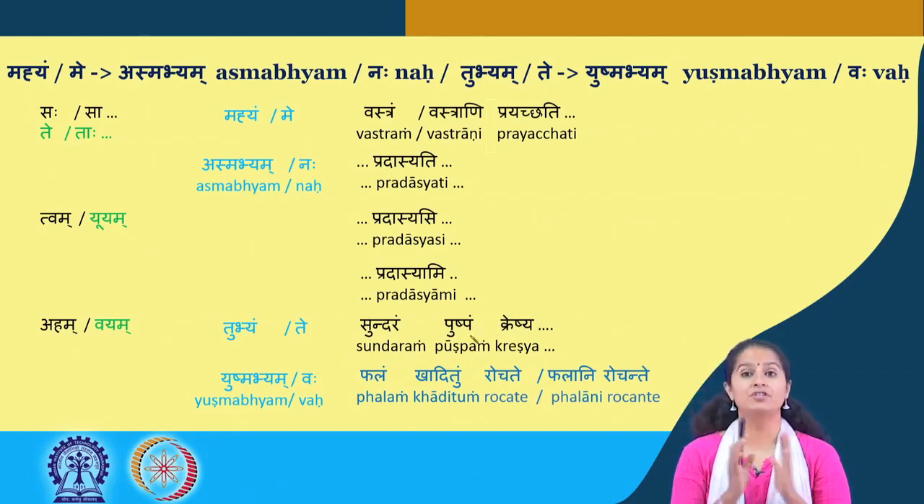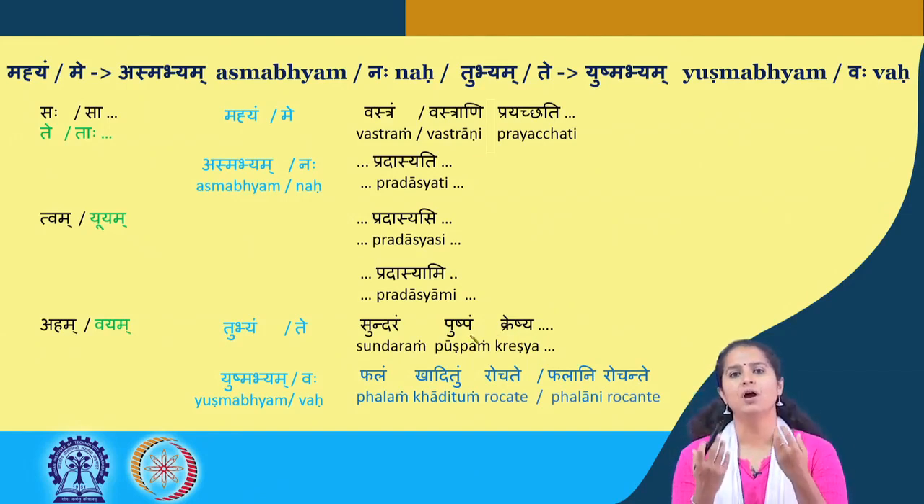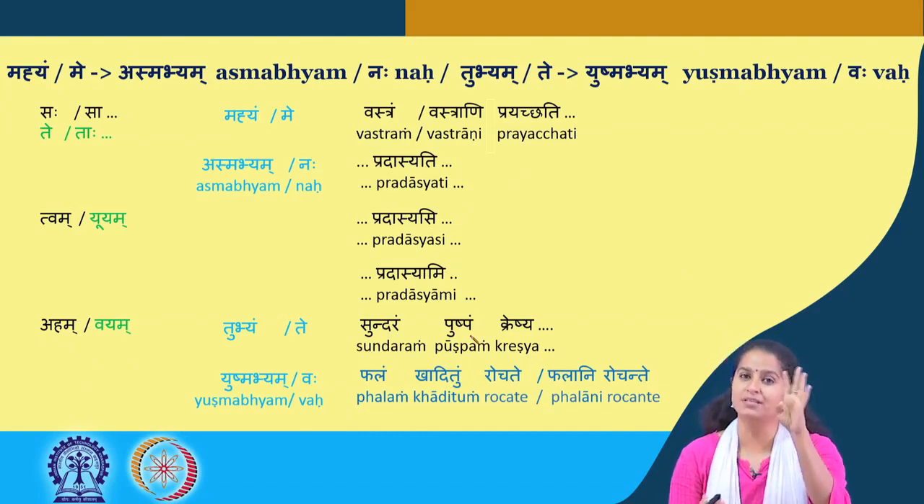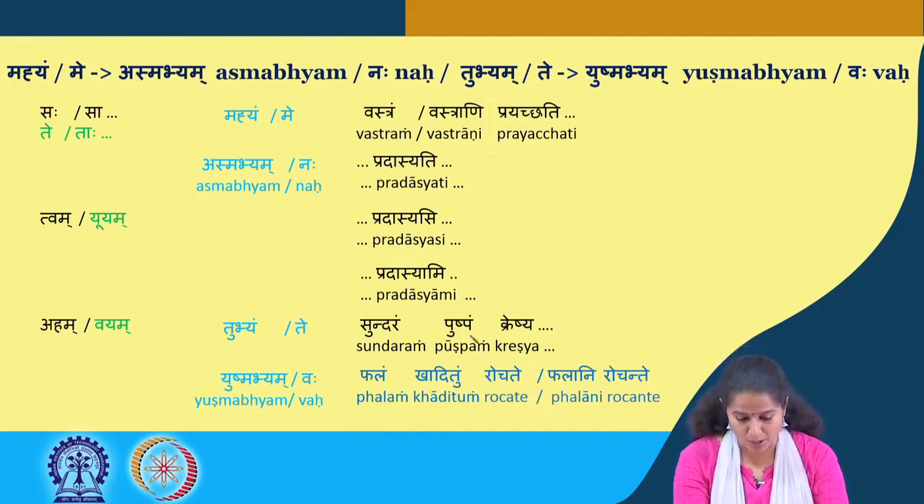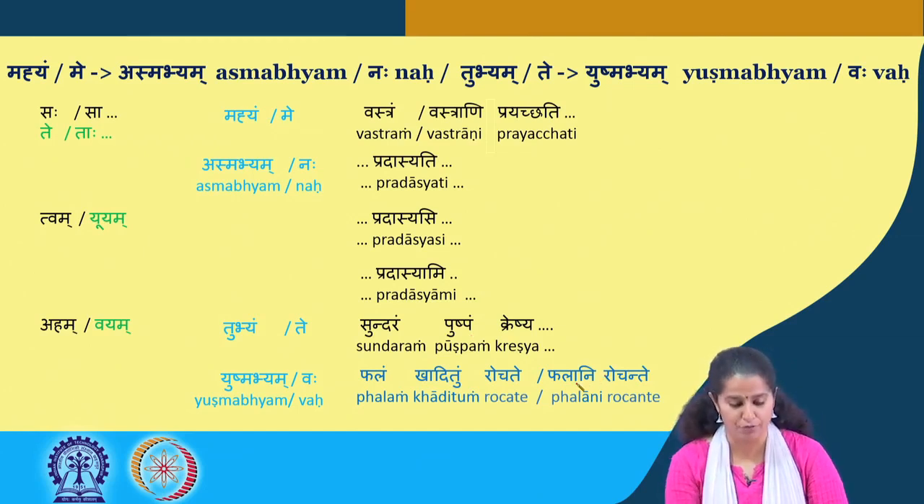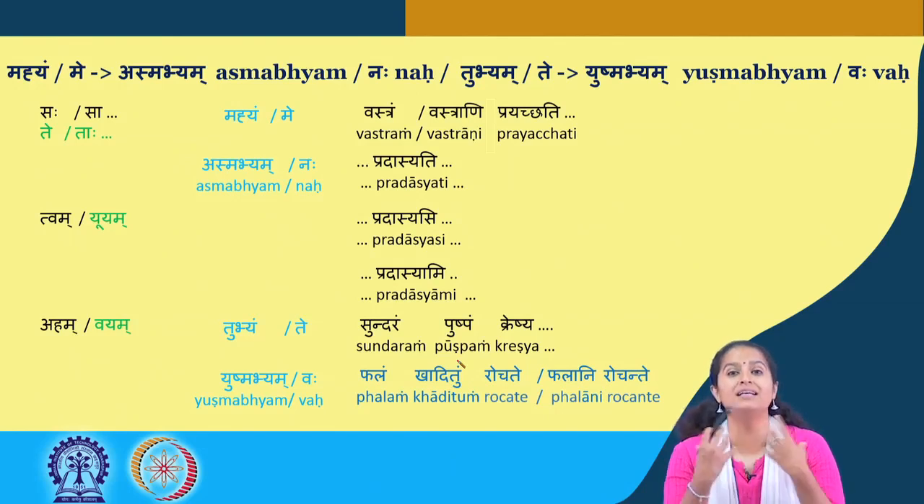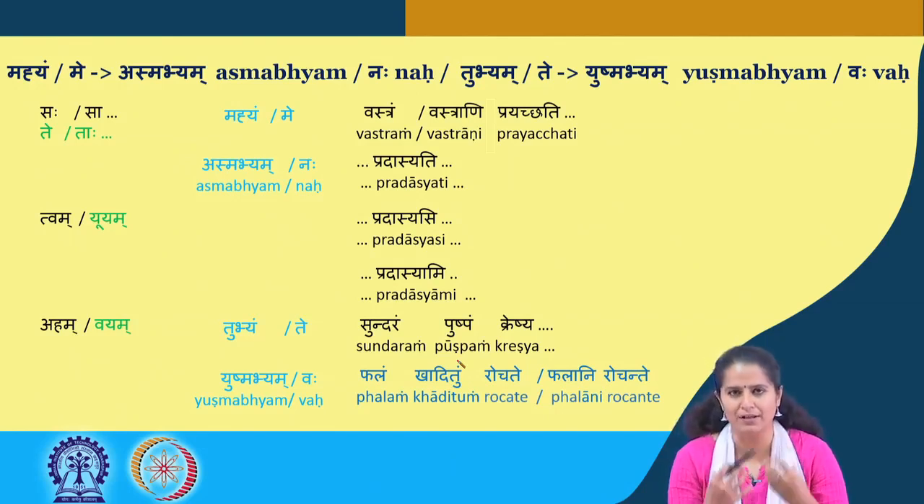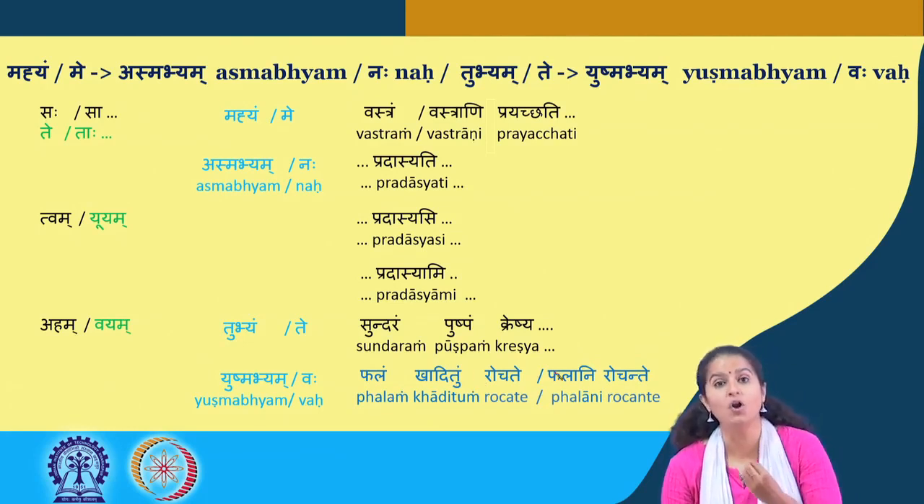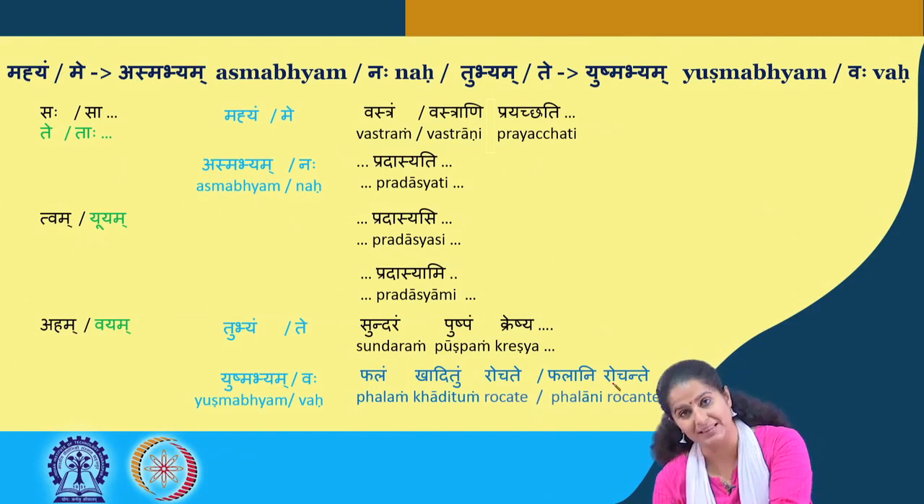And the last one, which is a very important and oft used expression using the dative case, is this. Here you have it all in blue to mark the color code for you. You use the fourth also to say I like, something is liked by me. So you say mahyam phalam khaditum rochate. So I like, to me the idea of eating the fruit is likable. That's one way of translating it into English. Mahyam phalam khaditum rochate, or phalani rochante.